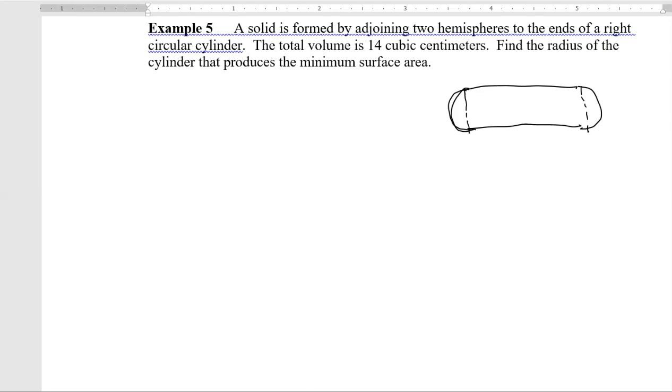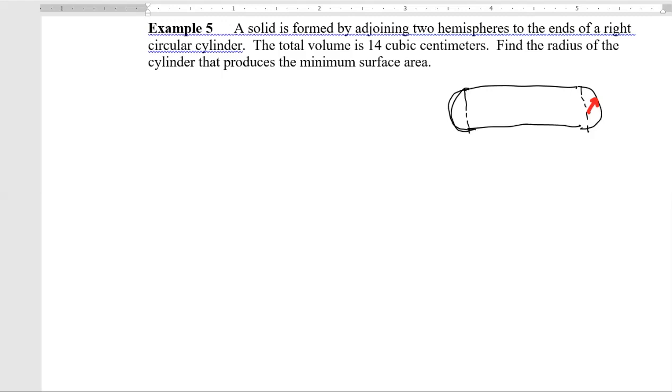And we've got some numbers in here. Let's get these. That's the radius in there. And let's see what else we have. Okay. Total volume is 14 cubic centimeters. And the radius of the cylinder produces the minimum surface area.